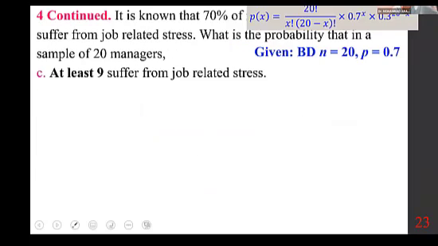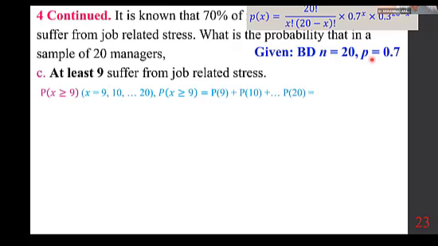All right, we are looking at the same question. We just continue with the next part. At least 9 suffer from job-related stress. Same binomial distribution, n equals 20, p equals 0.7. So at least 9, that means probability of x larger than or equal to 9. Meaning you have to calculate the probability of x equals 9, x equals 10, all the way to n. That's the meaning of it. However, we already know the probability of x less than or equal to 8. And if we use complementary event, all we have to do is subtract that from 1.